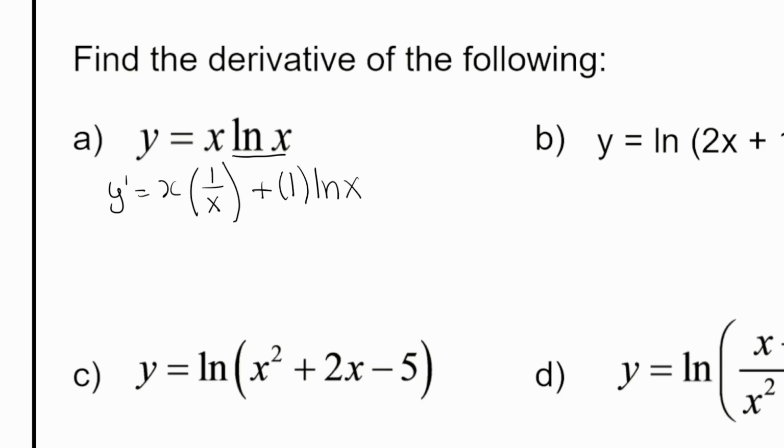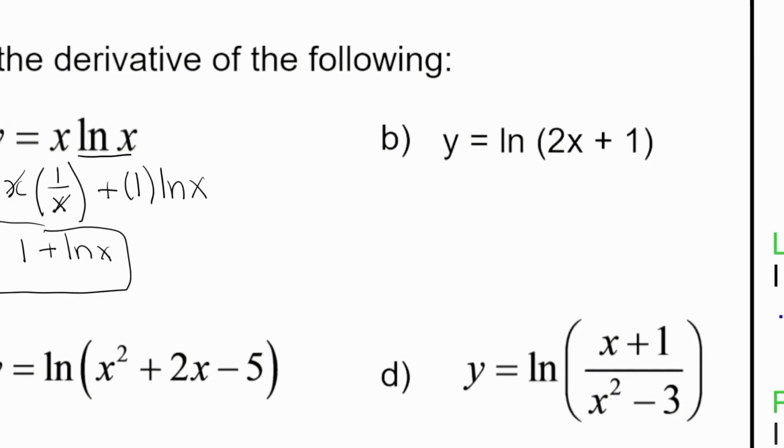We can simplify this a little bit. These x's cancel each other out. So the derivative of y equals x ln x will be equal to 1 plus ln x. There's our derivative. This is what we're left with.